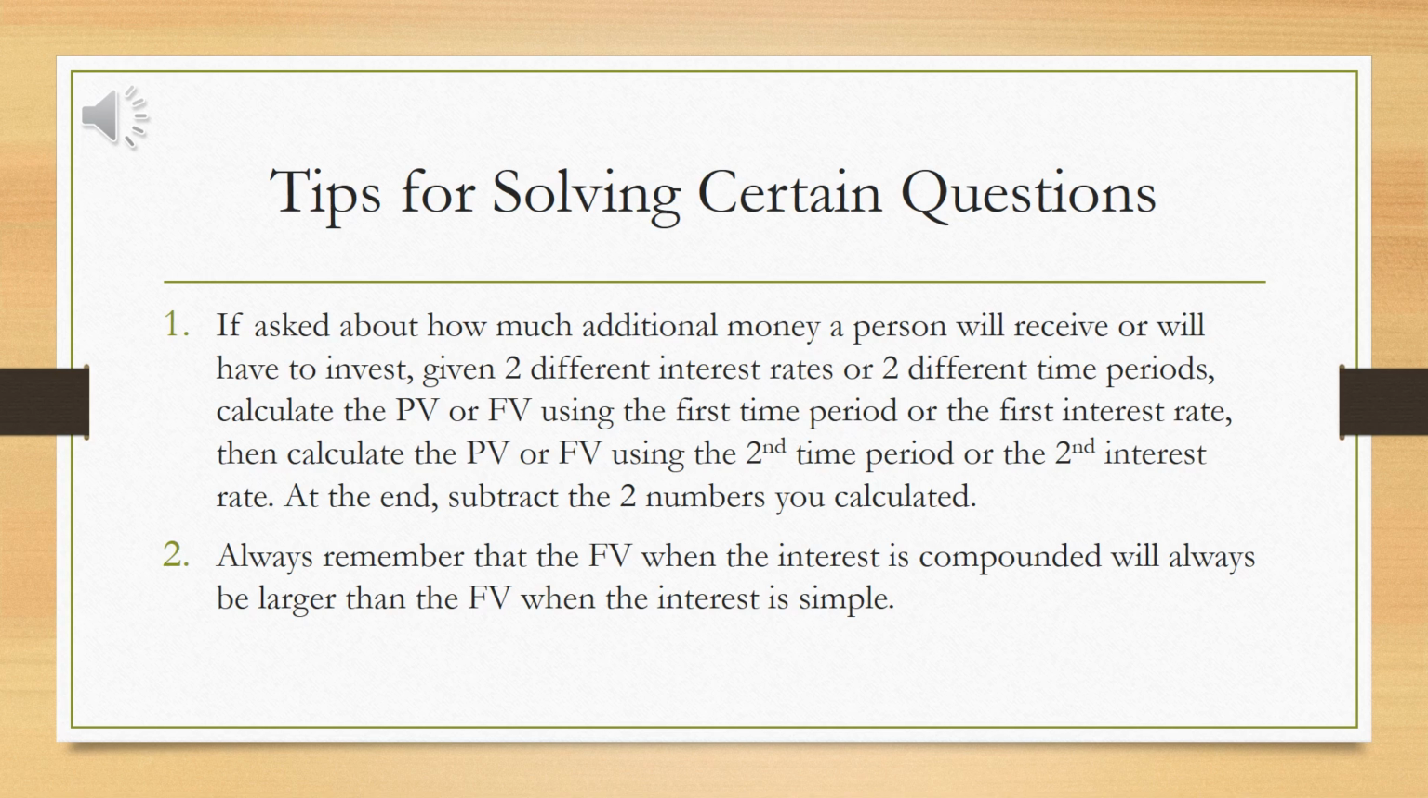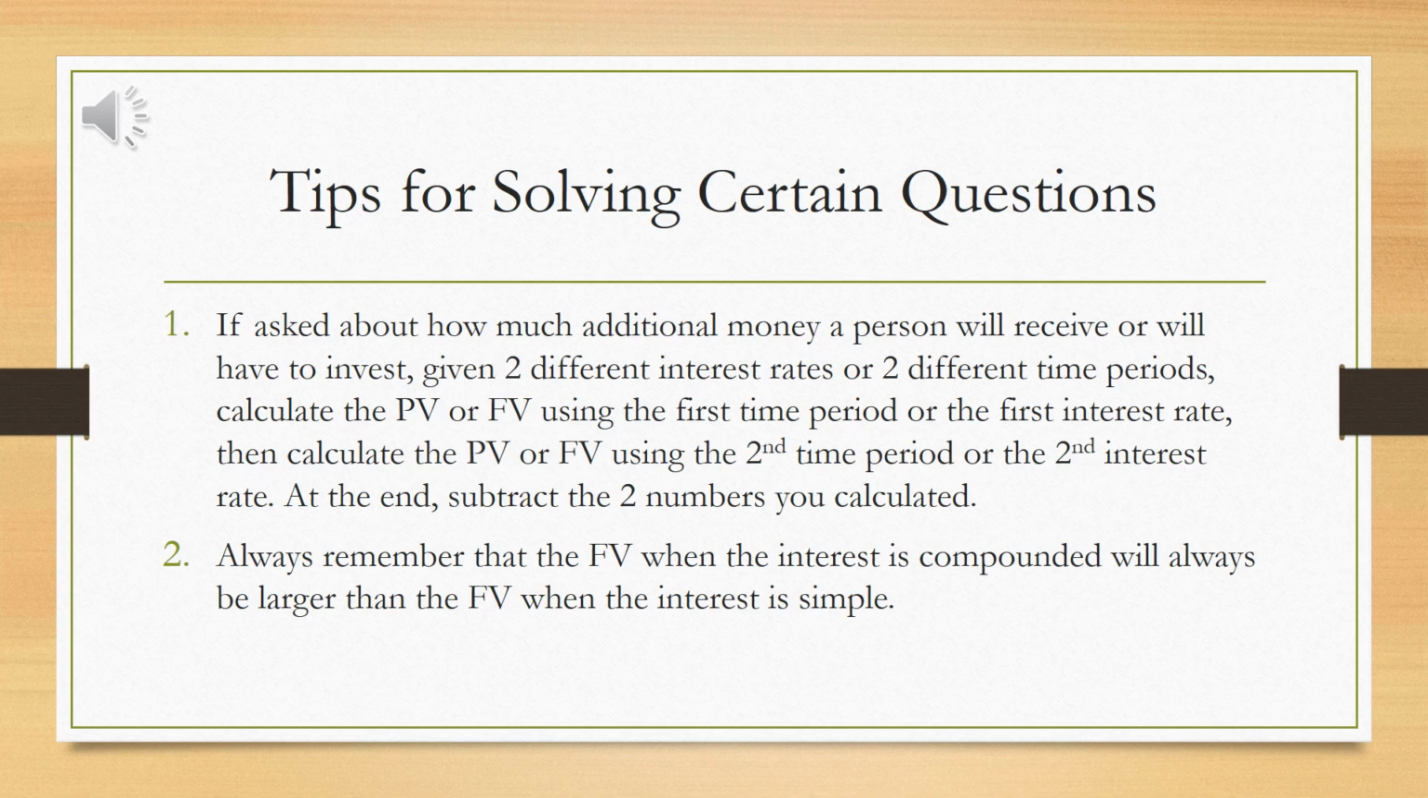Let's now go over some tips for solving certain questions. Number 1. If asked about how much additional money a person will receive or will have to invest, given two different interest rates or two different time periods, calculate the present value or future value using the first time period or the first interest rate. Then calculate the present value or future value using the second time period or second interest rate, and at the end, subtract the two numbers that you calculated.